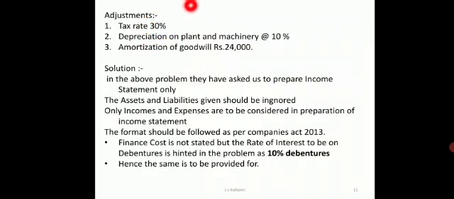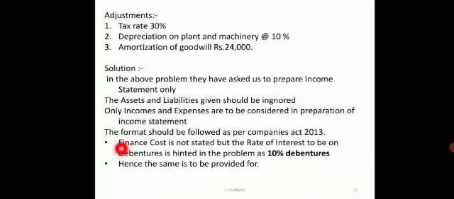Before starting the problem, the points which we have to remember. Now we have to prepare the income statement, not the position statement. When we prepare the income statement, the assets and liabilities which are given in the problem should be ignored. Only expenses or incomes are to be considered. I should take the format of the Companies Act as per 2013. Whether any head is given or not, all the heads have to be taken into consideration.